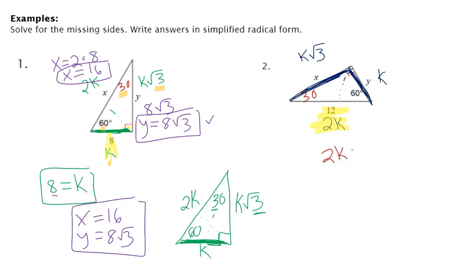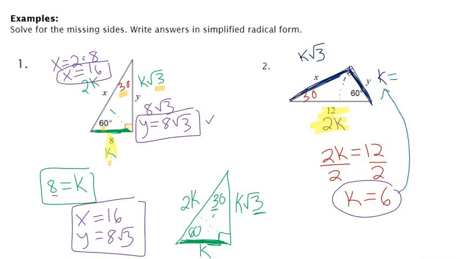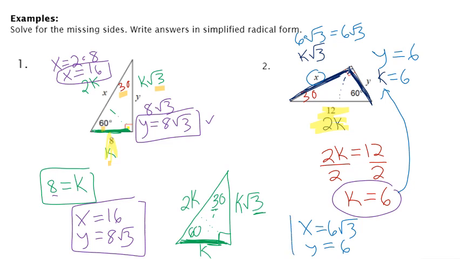So 2K is equal to 12. When we solve it, our scale factor is 6. And then wherever we see a 6 or a K, I'm going to put in a 6. So this would be 6. So y is equal to 6. And then 6 times radical 3 is just 6 root 3. So that would be x. So my x is 6 radical 3, and my y is equal to 6.